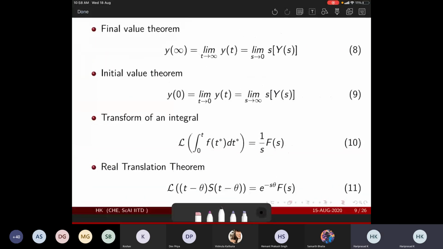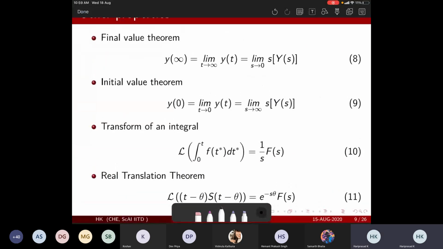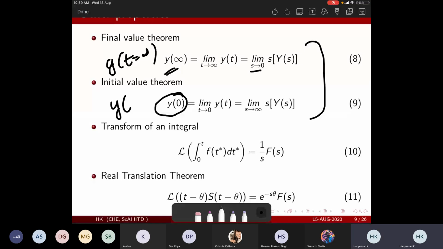So I will stop here, and there are 2-3 things of importance. What is final value theorem and initial value theorem? You can again read. You can calculate y infinity by substituting s is equal to 0 into sY of s. Initial value theorem, you can calculate y at t is equal to 0. What is y infinity? Y at t is equal to infinity. Yeah? Y at t is equal to 0. So you don't have to plug in.